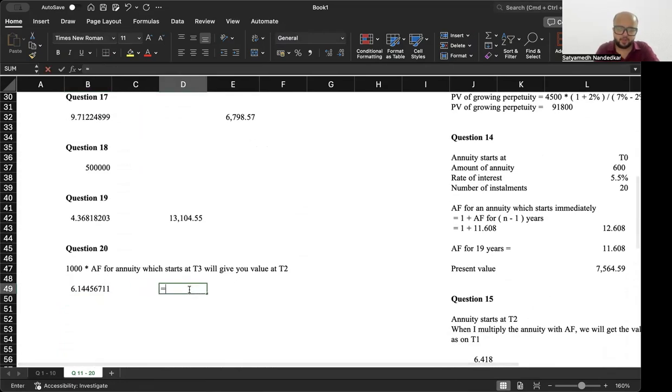When you multiply the annuity with this number, you will get the value at T2. Now, when you need the present value, you will have to multiply this with the discounting factor for T2, which is 0.826. You will get your answer as 5075.41. So go through the solutions, and if you have any questions, let me know.